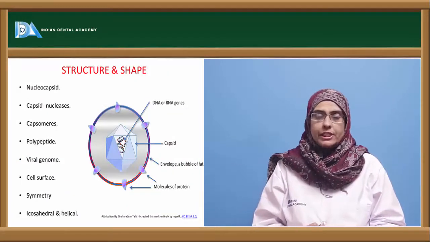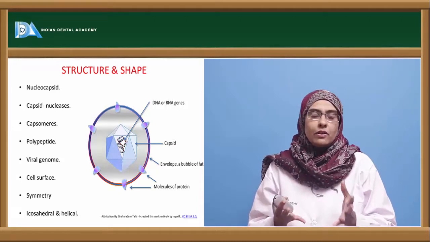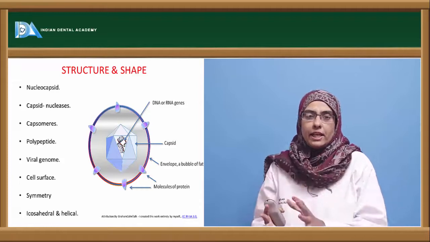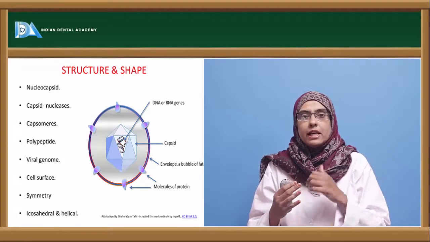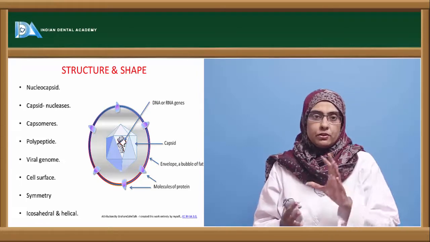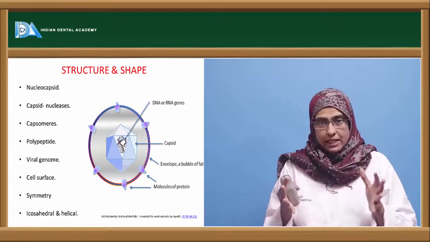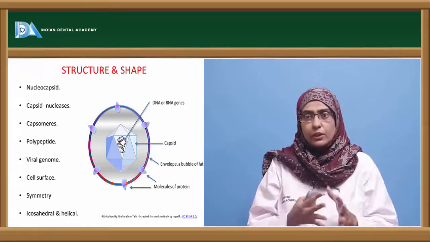Coming to the structure and the shape of the microorganisms, the organism, as already described, is very simple in nature, having protein and nucleic acid. The nucleic acid is usually enclosed in a capsid, which is made up of capsomeres. So the external protein which protects the nucleic acid is called a capsid, and hence the whole virion particle is called a nucleocapsid.